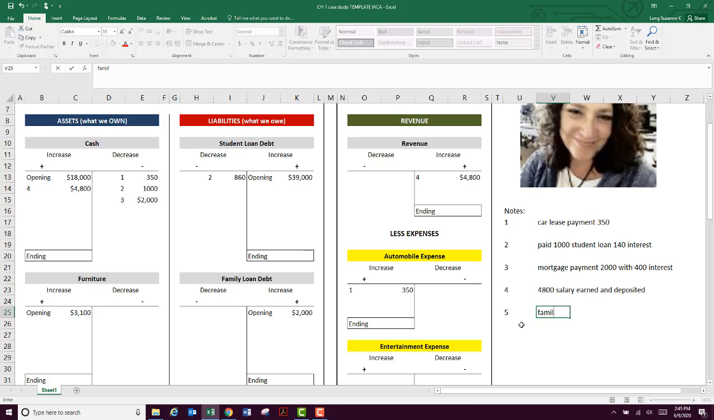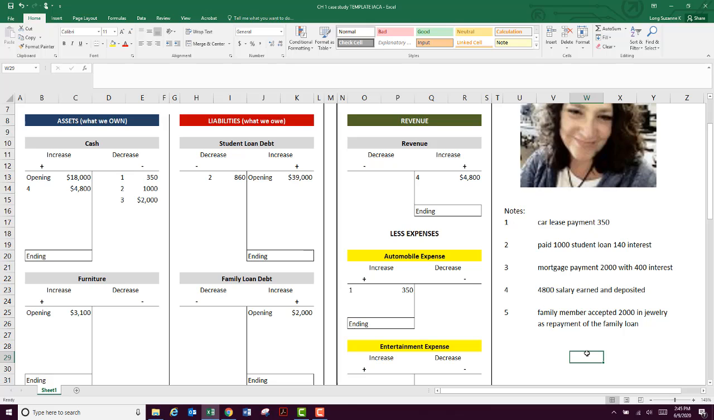I'm just going to type it out because this one's really interesting. Family member accepted $2,000 in jewelry as repayment. Repayment of the family loan. Well, this is an interesting family. 2,000 in jewelry. Okay.